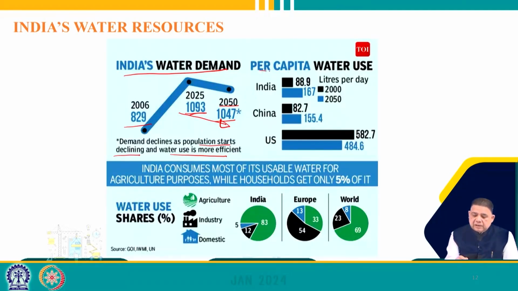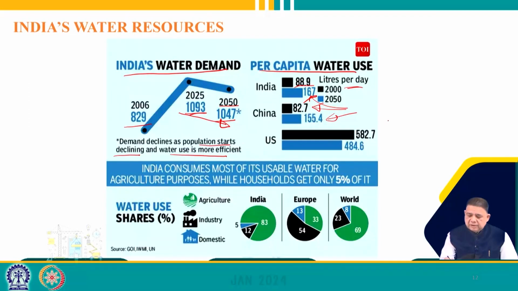As far as per capita water use is concerned, in 2000 our per capita water use was 88.9 liters per day, which is projected to go up to 167 liters per day, and that is because of the changes or improvements in our lifestyle. If you look at China, the numbers are more or less similar. In 2000 it was 82.7 liters per day, and in 2050 it is projected to be 155.4 liters per day.